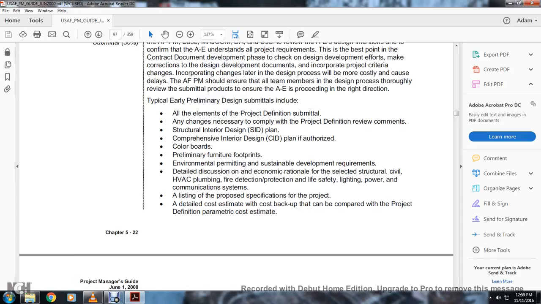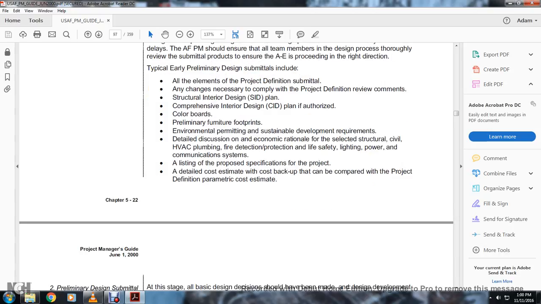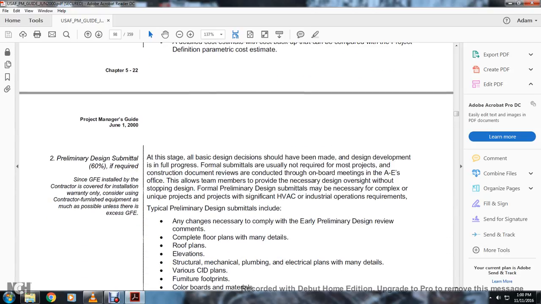Typical early and preliminary design submittal includes all elements of the project definition submittal, all changes necessary to comply with the project definition review comments, the structural interior design plan, comprehensive interior design plan if authorized, color boards, preliminary furniture plans, furniture footprints, improvement of the permitting, sustainable development requirements, detailed design decisions, economical, rational, selected structural, civil, HVAC, plumbing, fire detection, protection, life safety, lighting, power and communication systems, listing of the proposed specifications for the project, and a detailed cost estimate with the cost backup that can be compared with the project definition parametric cost estimate.